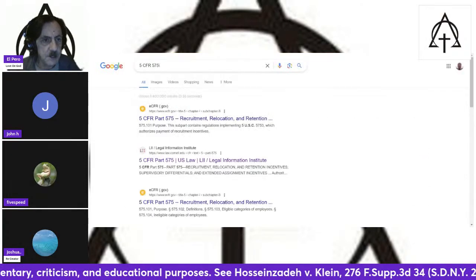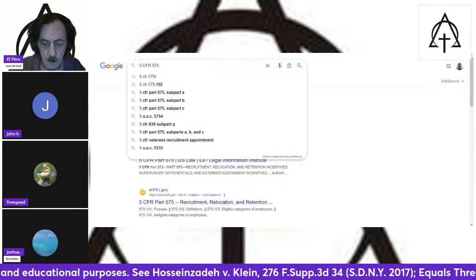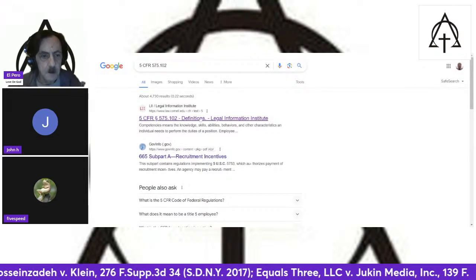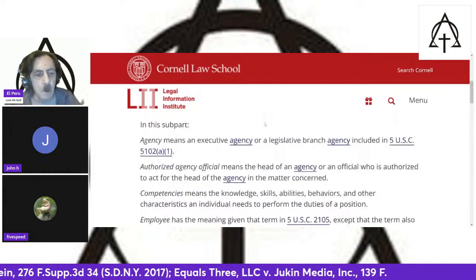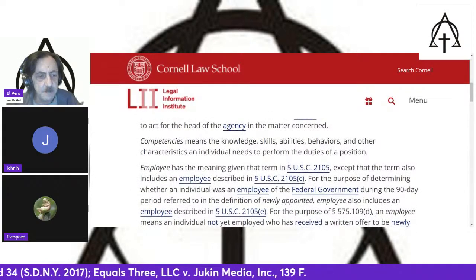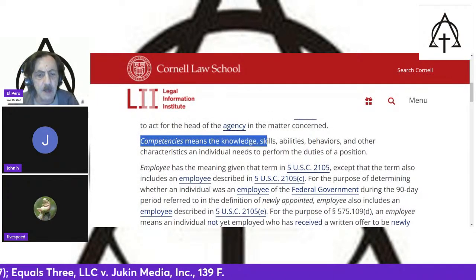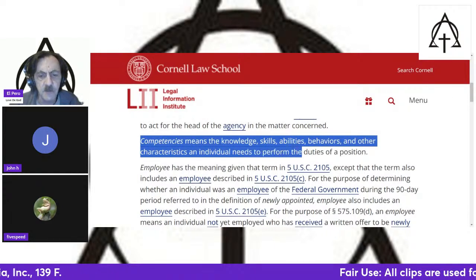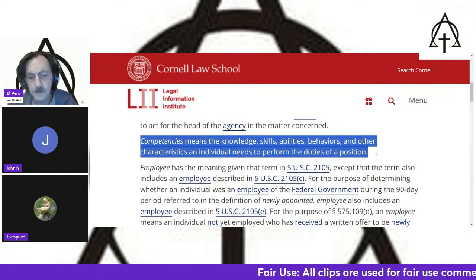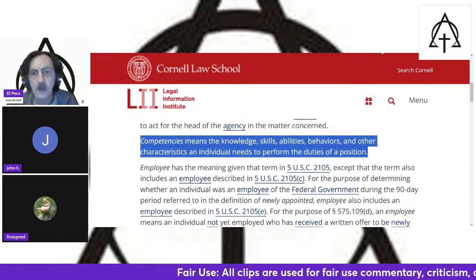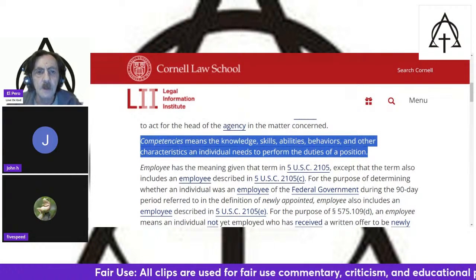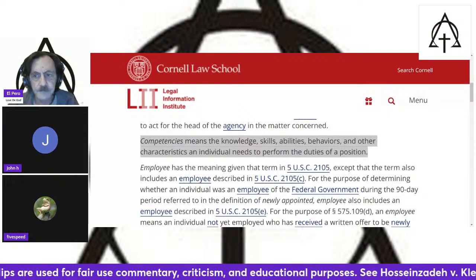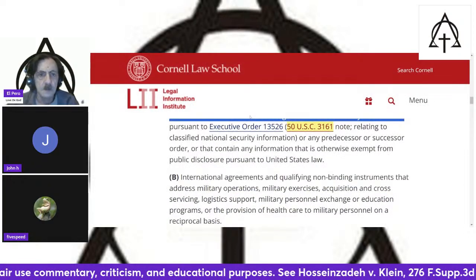Oops, we missed something there. Competencies means the knowledge, skills, abilities, behaviors, and other characteristics an individual needs to perform the duties of a position. So if they don't know this stuff, then what are they doing filling those positions? So let's go back here.